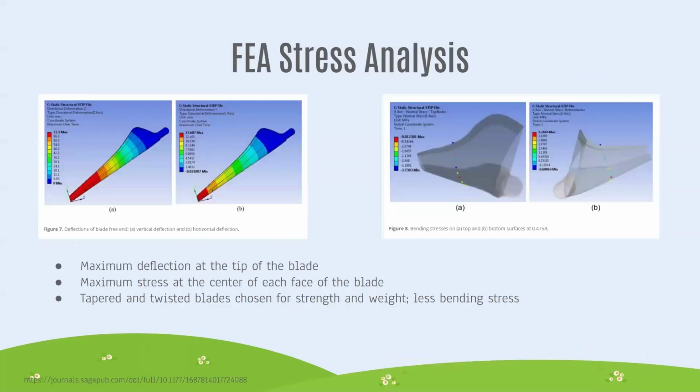The red area denotes the maximum deformation or stress concentration, with the tip of the blade having the highest deflection as shown in the image on the left. The image on the right shows the top and bottom faces of the wind turbine blade respectively, with the center of each face having the maximum amount of stress. To account for bending stress, tapered and twisted blades are chosen in order to minimize the effect on the blades, with twisting reducing the angle of attack.